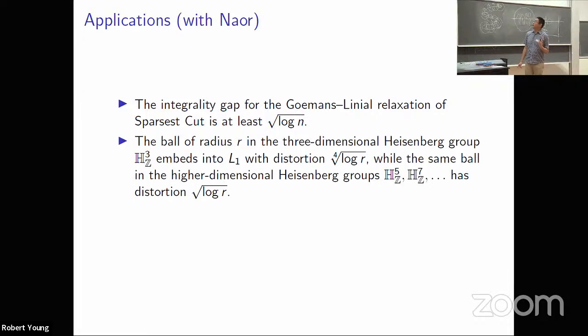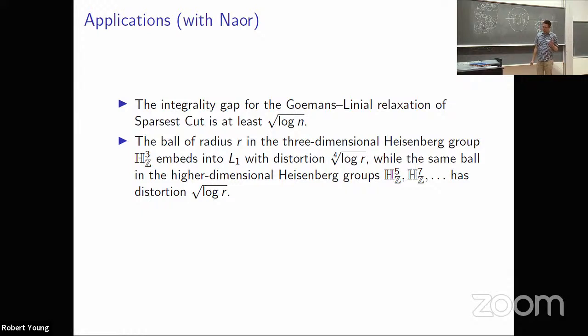What else? We use this to show a difference between the 3-dimensional Heisenberg group and the 5-dimensional Heisenberg group. The 5-dimensional Heisenberg group has a very similar structure to the 3-dimensional Heisenberg group. In fact, the 5-dimensional Heisenberg group is sort of made up of copies of the 3-dimensional Heisenberg group. But surfaces in the two groups can behave very differently, and that leads to different embeddings. So the 3-dimensional Heisenberg group embeds in L1 with distortion on the order of 4th root log r. The higher dimensional Heisenberg groups embed with distortion on the order of root log r.